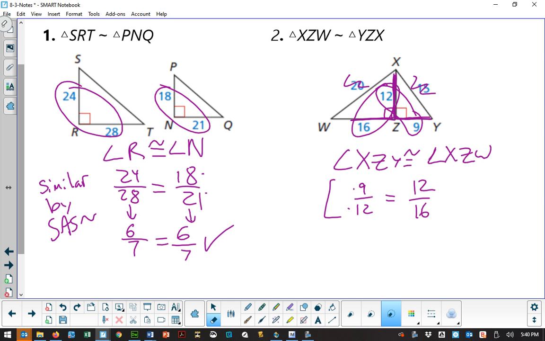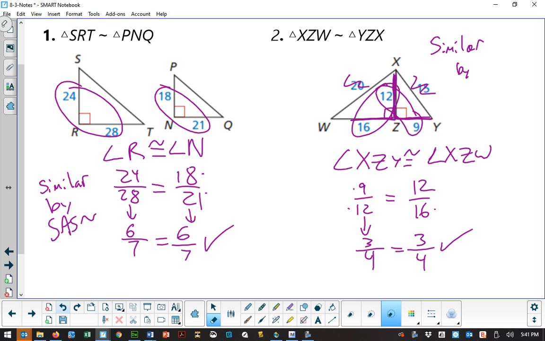The 9/12 comes from one triangle, and the 12/16 comes from another. Are these the same? Well, simplify it. 3 goes into 9 3 times, 3 goes into 12 4 times. 4 goes into 12 3 times, 4 goes into 16 4 times. Yes. So these are similar by side angle side.